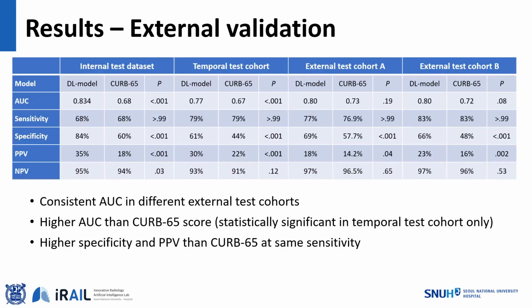This is the result of external validation. The deep learning model showed consistent AUC in each external test cohort. The deep learning model showed a higher AUC than the CURB65 score. However, only temporal test cohort showed statistically significant results. At the same sensitivity level with a CURB65 score, the deep learning model exhibited higher specificity and PPV than the CURB65 score in all external test cohorts.